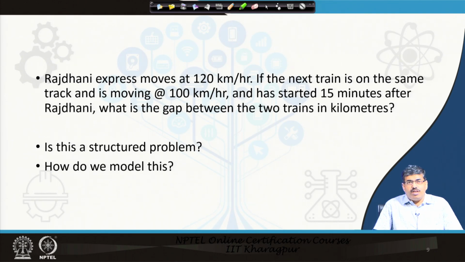Yes, no, maybe. Now, if you look at it, the problem is very simple. First train is moving at a higher speed, next train is moving at a bit slower speed and has started 15 minutes late. We already know the science formula, distance is equal to speed into time. We can use those types of formulas here. The first train Rajdhani is moving at a particular pace, the next train again is moving at a particular pace. So, it is a structured problem. And that is the basis on which railway timetables are prepared.